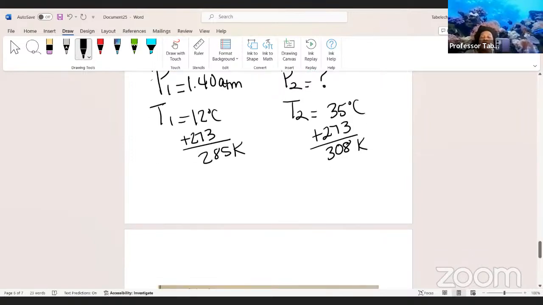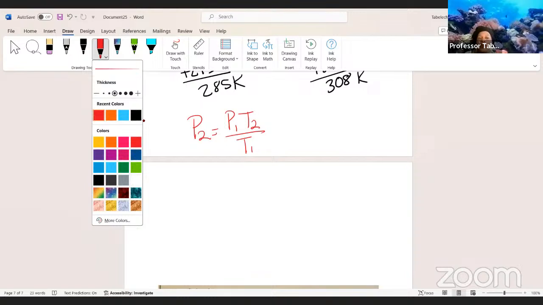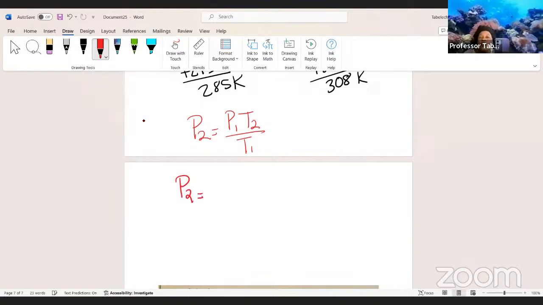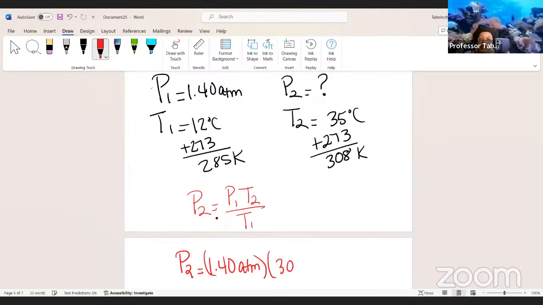So now your formula for P2, again, P2 equals P1 times T2 over T1. So what you're going to do, again, you're going to use the formula that you know, which is P2 equals. The first pressure reading that they gave you in the problem was 1.40 ATMs, times T2, which is 308 Kelvin, all of that over T1, which is 285 Kelvin.